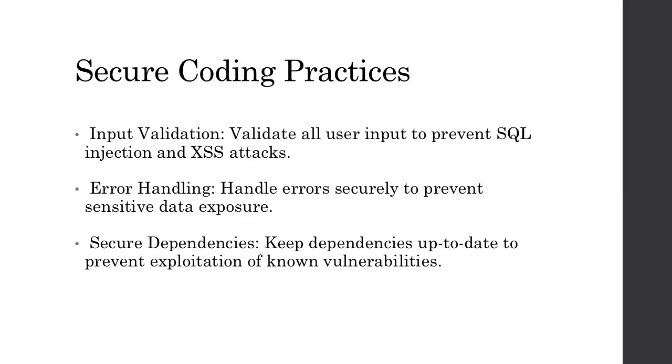Secure dependencies. Think of it like keeping your home's doors and windows secure. If you have outdated locks or old security systems, they might be vulnerable to exploitation by burglars. Similarly, in software development, dependencies, e.g., libraries or frameworks, can become insecure if not updated regularly. This allows attackers to potentially exploit known vulnerabilities in these components to gain unauthorized access or disrupt your system.